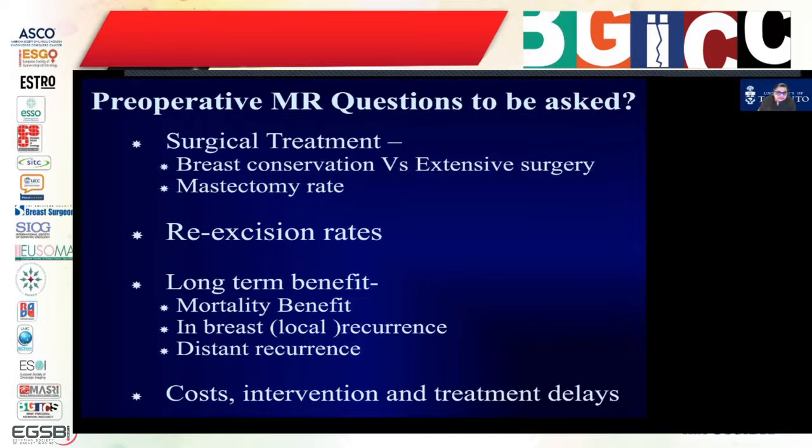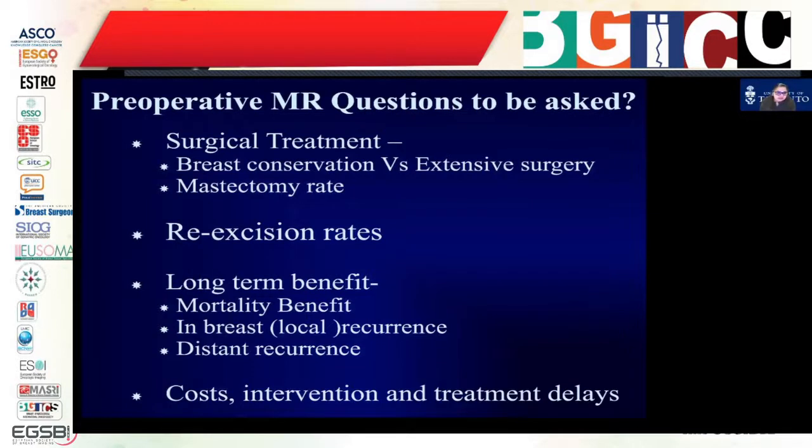Re-excision rates are really variable. It is very difficult to have a randomized study with a modality such as MRI, which is very impactful. So there is mixed data available there, with some surgeons believing that it does not affect re-excision, and some studies showing that there may be some improvement in the re-excision rates.